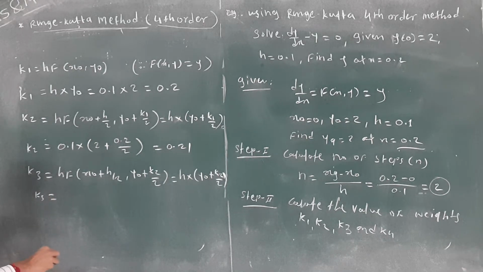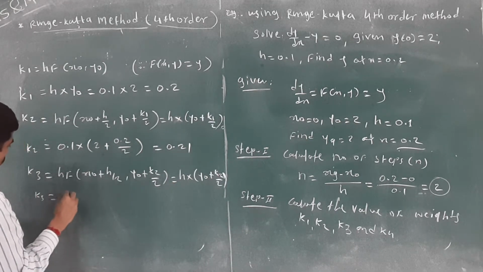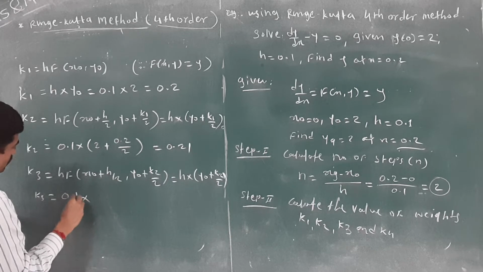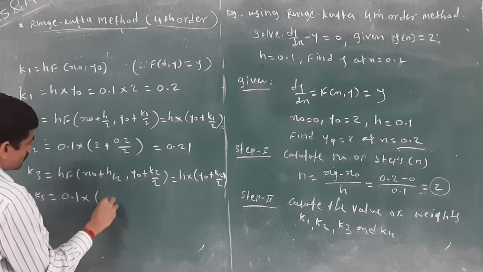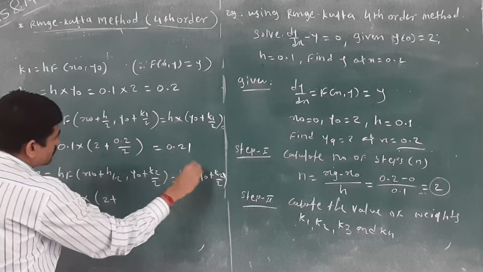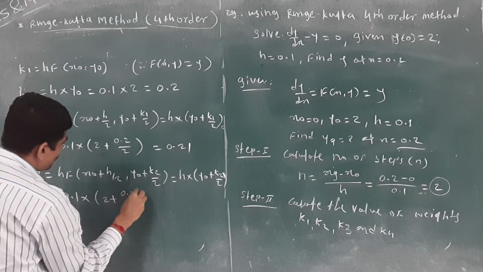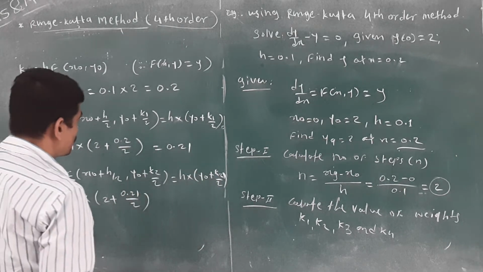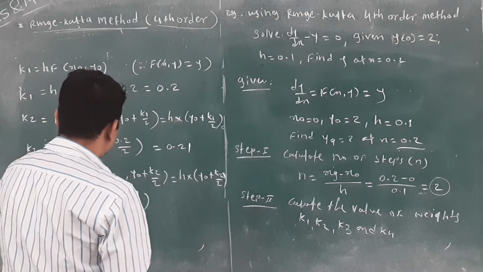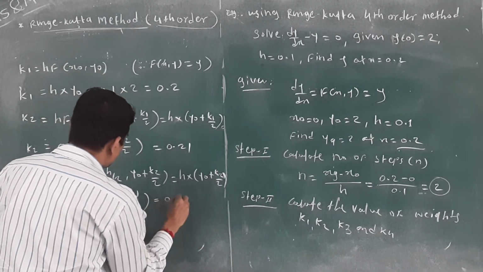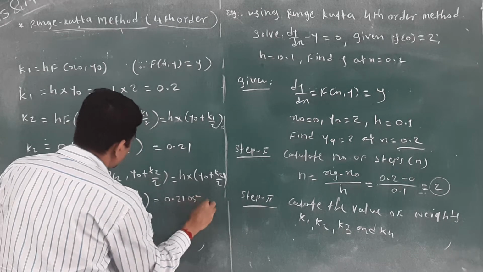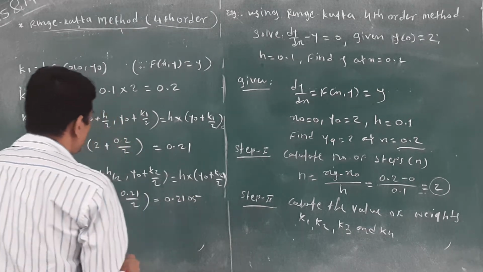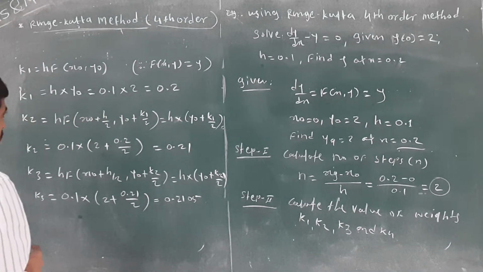Anybody? Put this value: h is equal to 0.1 into y0 is equal to 2 plus what is the K2? 0.21 divided by 2. If you have calculated that K3 value, then you will get 0.2105. Then the last one is K4.